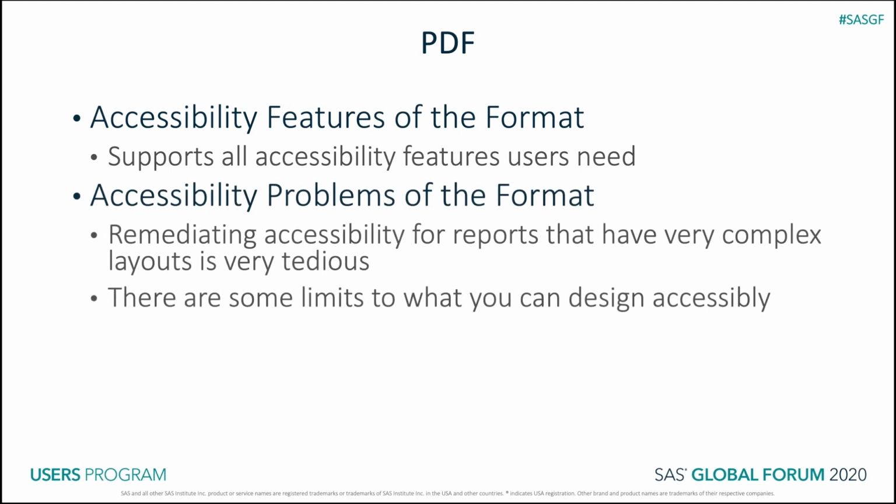So if you end up making a PDF that isn't accessible because you've tried to make your report in a way that SAS was not able to fully make accessible, and there's a lot of ways you can do that because of the flexibility of the platform, you then have to go in and what we call remediate the accessibility of the report. And doing that is an extremely tedious process to go through and manually fix a document for accessibility errors. And you will find there are a couple limits to what you can design accessibly with PDF. You can still do quite a bit, but you'll start to find some limits.